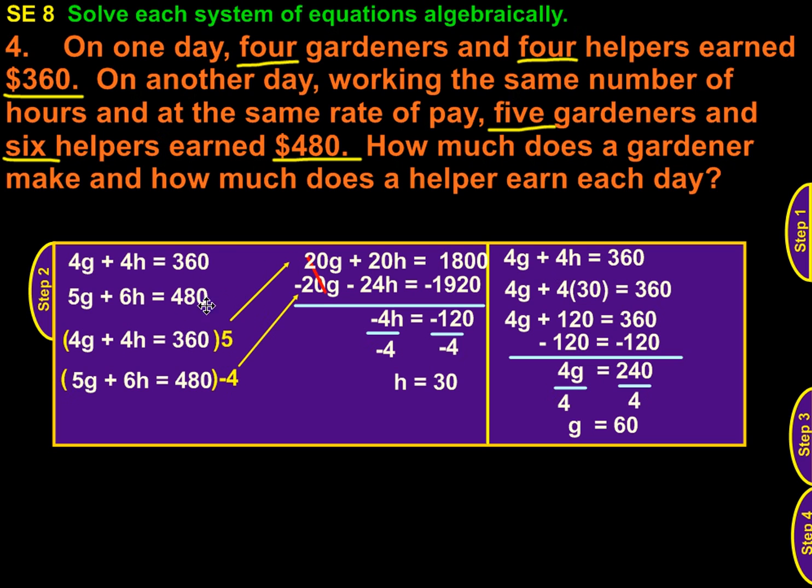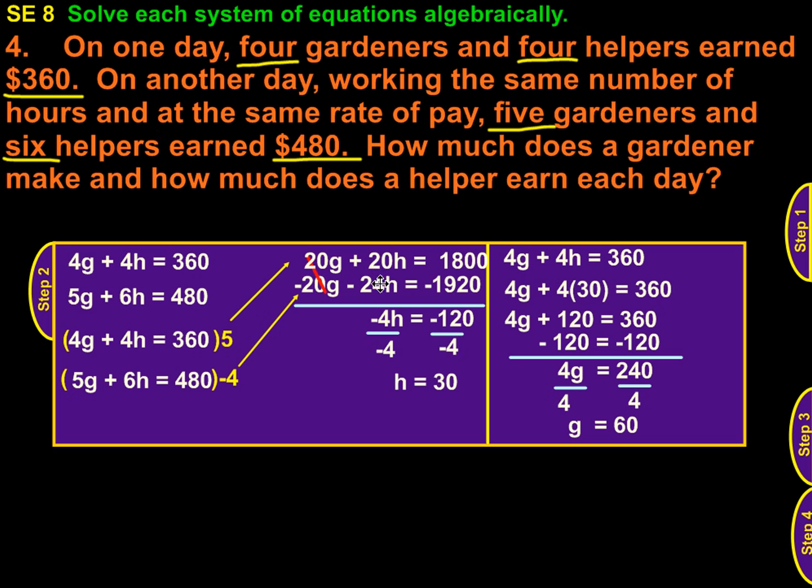So 4G plus 4H equals 360, all times 5, worked out to be 20G plus 20H equals 1,800. The second equation, multiplied by negative 4, worked out to be negative 20G minus 24H equals negative 1,920. I was then able to go ahead and add those two, and what that did is it canceled out the G's. Negative 20 and positive 20 canceled out.